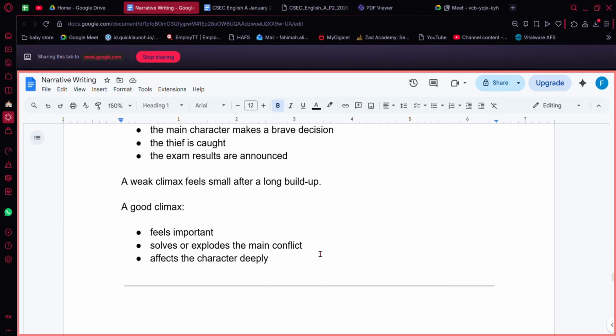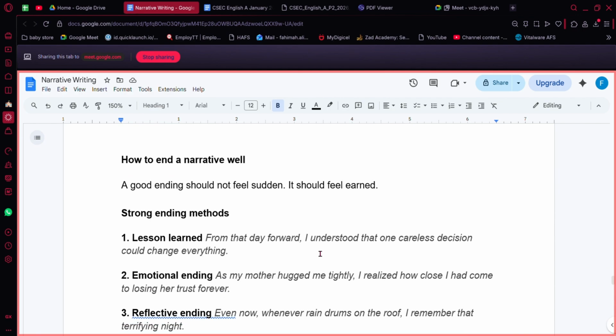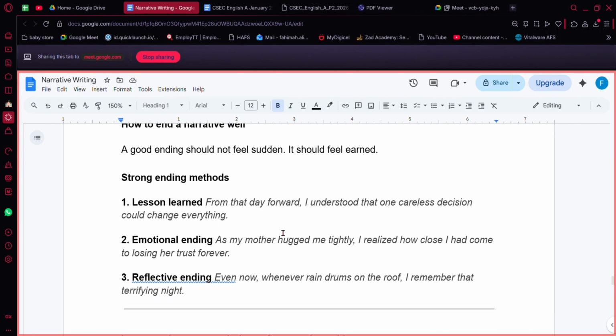Now after you write all that, it might be difficult to end your story. Three types of endings that you could use would be lessons learned. So for example, from that day forward, I understood that one careless decision could change everything. You could also have an emotional ending. As my mother hugged me tightly, I realized how close I had come to losing her trust forever. Or a reflective ending. Even now, whenever rain drums on the roof, I remember that terrifying night. So that's just some examples.